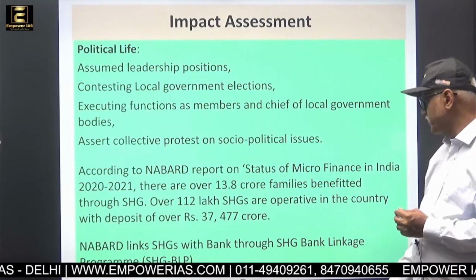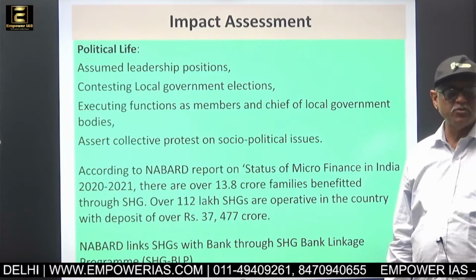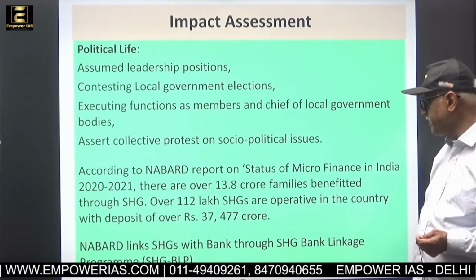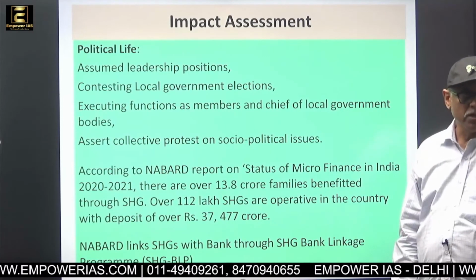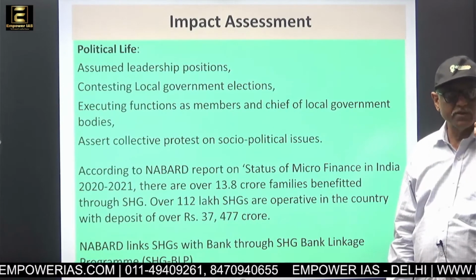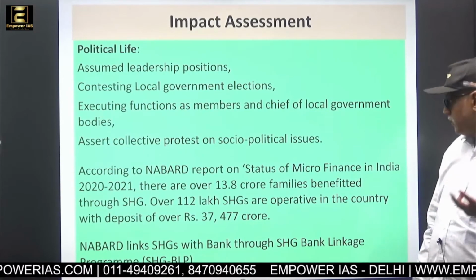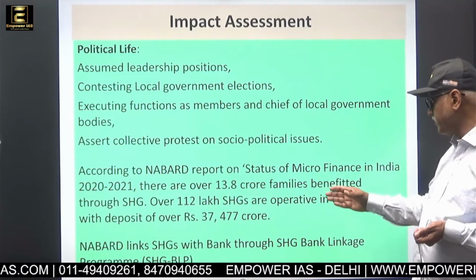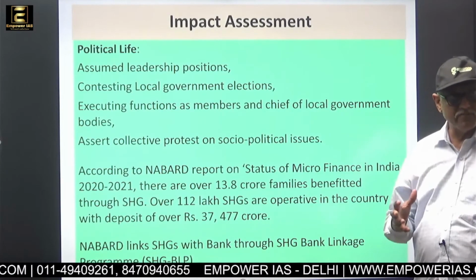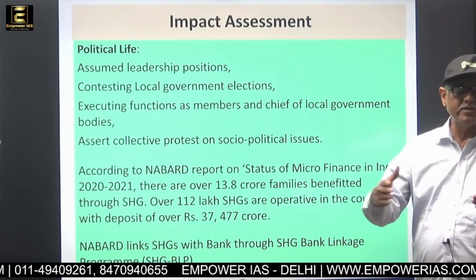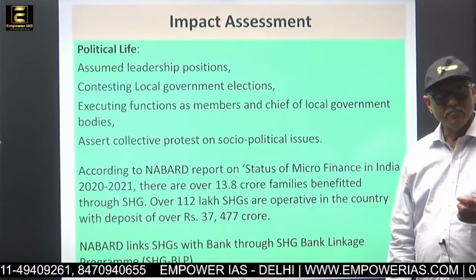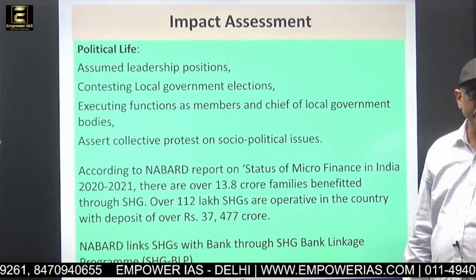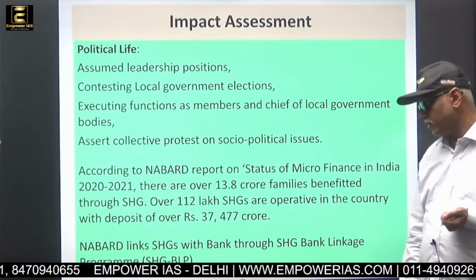According to the NABARD report, the Status of Microfinance in India 2020-21, because this is the latest report, so you can easily refer to it, over 13.8 crore families have benefited through SHGs. 13 crore out of 130 crore is more than 10% of people. So 10% of families are in SHGs, and over 112 lakh SHGs are operative in the country. 112 lakh. If you multiply it by 12 or 15 or 20 members, you see how many people are really engaged in this. So over 70 years you can say it is really a success story for India.